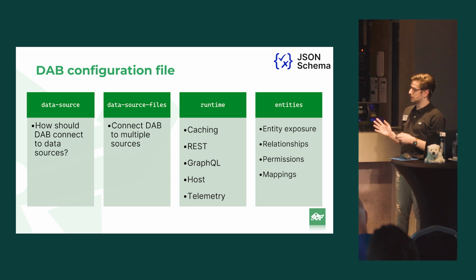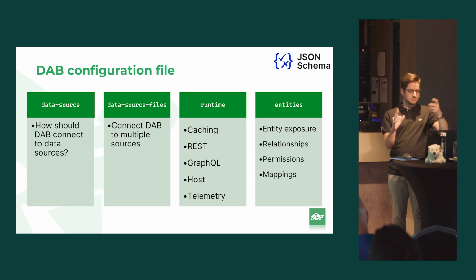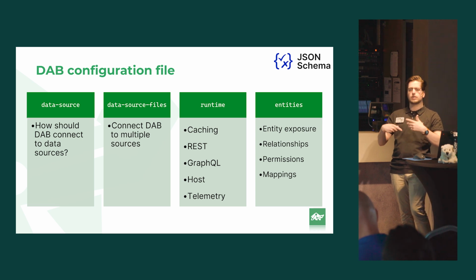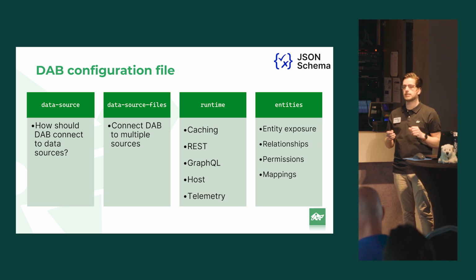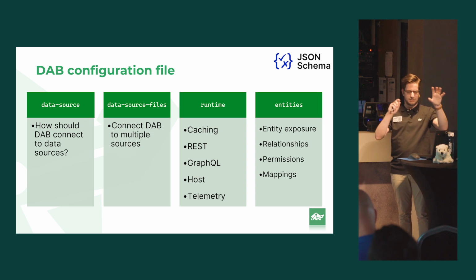There's permissions, which I talked a little bit about before, like what users are allowed to perform what actions. And finally, there's mappings, which is, well, maybe you have like a book number column in your database, but you want to map it to a book ID in your API, so you can kind of map things differently.